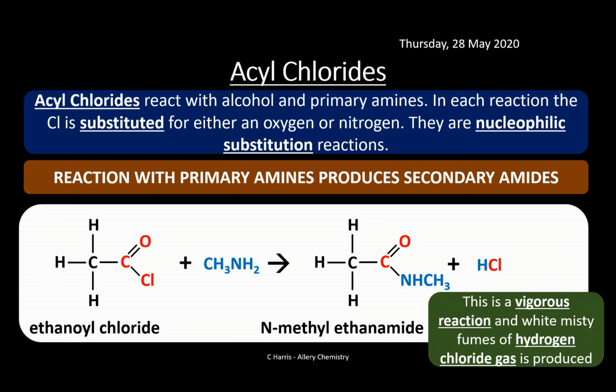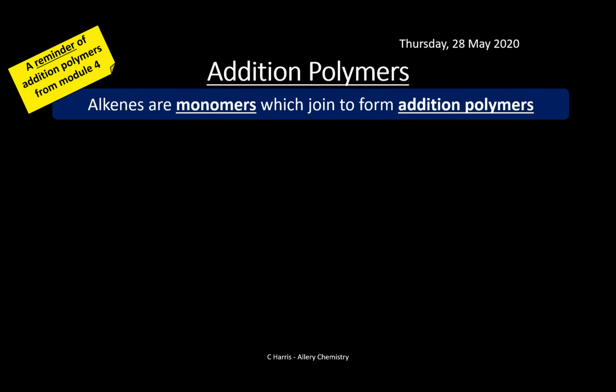Okay, so now we're going to step away from some of these functional groups, and we're going to look at a particular niche area of chemistry, which is polymerization and forming polymers. We're going to start with addition polymers first. Addition polymers are where we have alkenes that join together. These are monomers, the individual units that join together to form an addition polymer.